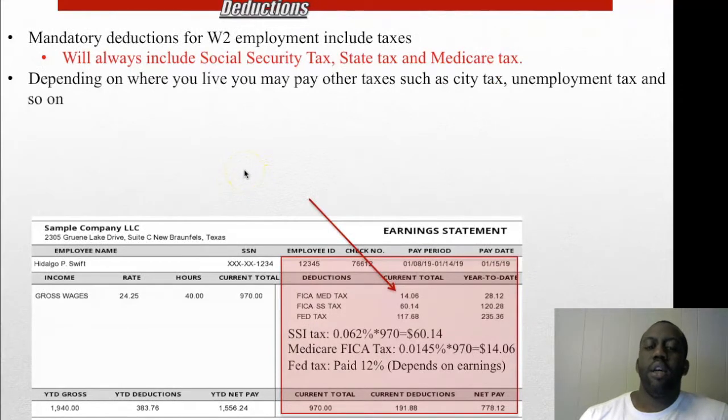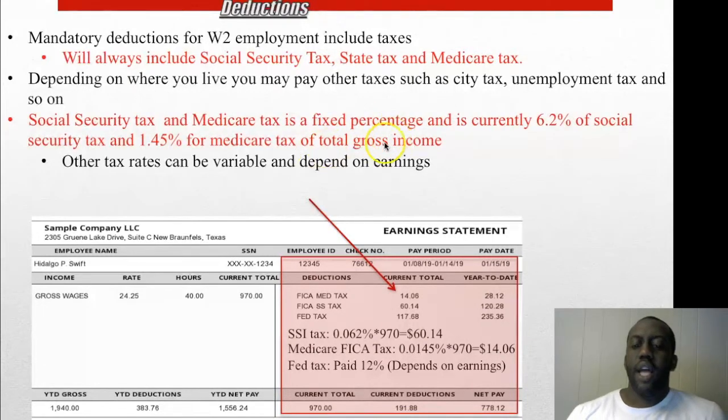And depending on where you live in the United States, you may have to pay some additional taxes such as city tax and unemployment tax. I want to say in states such as New York and New Jersey, which are considered high tax states, you may be required to pay taxes such as city tax and unemployment tax.